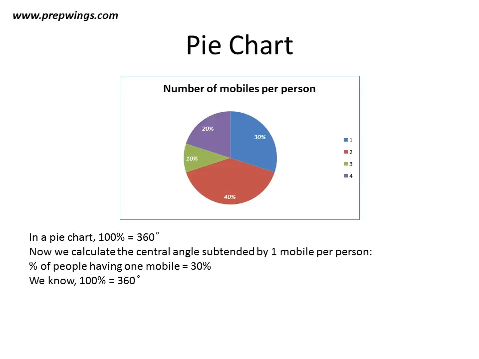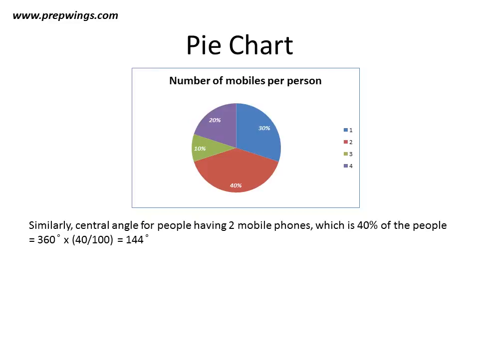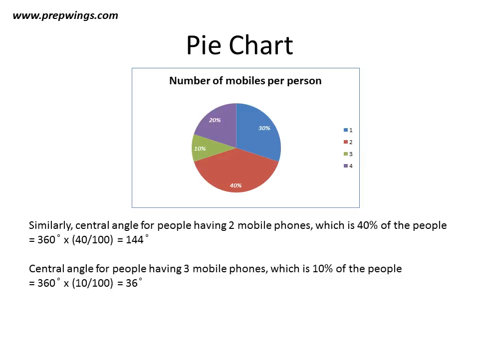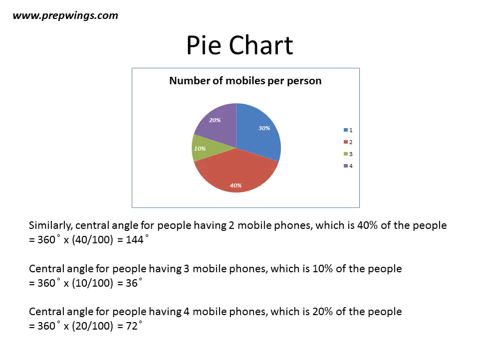Now if 100% is 360 degrees, if we apply the unitary method, the angle for 30% will be 108 degrees. So for 30% it will be 360 degrees into 30 by 100, which is 108 degrees. So the central angle subtended by one mobile per person is 108 degrees. Similarly, the central angle for people having two mobile phones, which is 40%, will be 360 into 40 by 100, which is 144 degrees. Similarly for people having 3 mobile phones, the central angle is 36 degrees, and for people having 4 mobile phones, the central angle is 72 degrees.